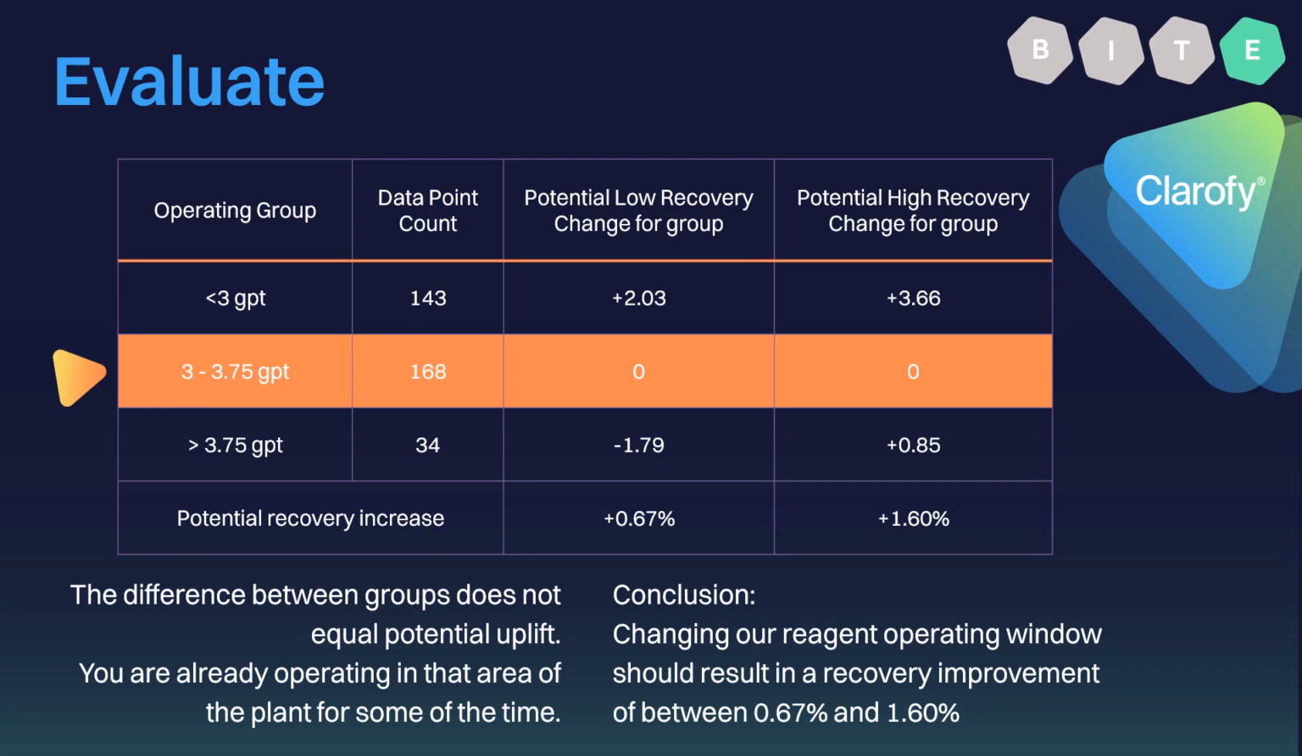But it's not telling us what if, at the times when we were below 3 and the times when we were above 3.75, we operated at this one? What if we move these data points to that place of interest? All you have to do for those two is two t-tests, and that's what I've done to get these values. What we're after is the potential recovery change by moving the points from these two into the recommended operational group.